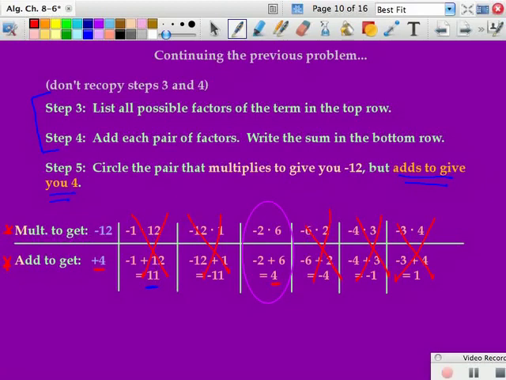Okay? Now what you're going to do with these two numbers, the -2 and the +6, is rewrite them as -2x plus 6x. Okay? Just trust me. Okay, just do it.